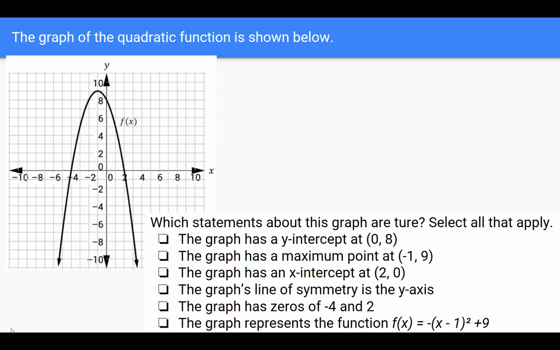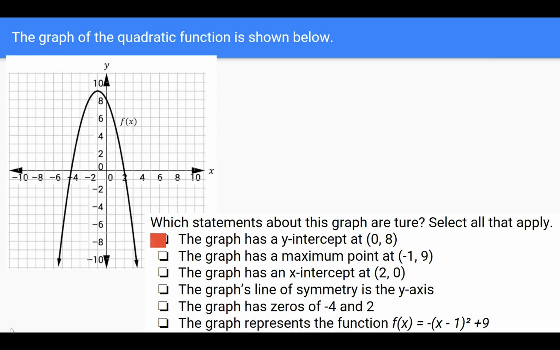All right, let's see what we did. Let's see some good stuff. It was true, I was surprised. Does this graph have a y-intercept at 0, 8? Yes. Is that when we're crossing our y-axis? Yes, it is. Is it written the right way? Yes. My x is 0, my y is 8. So that first one is good.